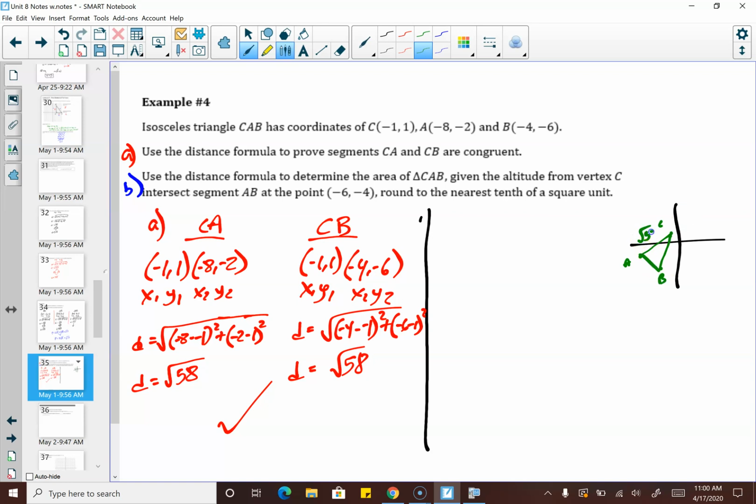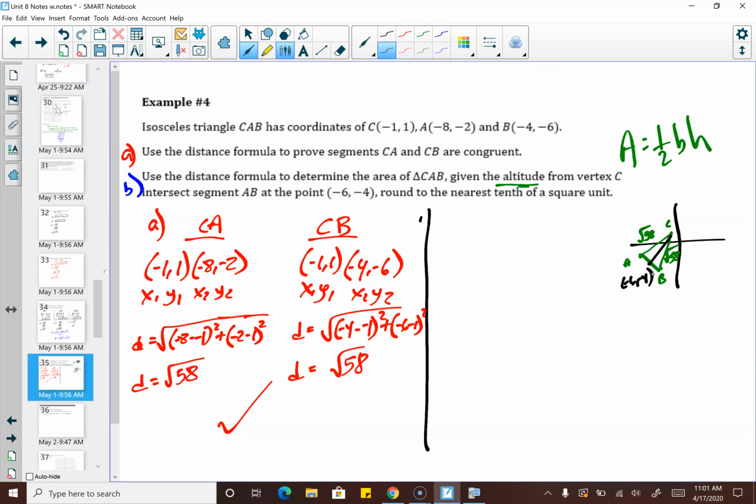And we found out that CA is square root of 58 and CB is square root of 58. All right. So there's our isosceles triangle. So we know our area of a triangle formula, so area is 1/2 base times height. They told us that the altitude from C is going to drop down and intersect at that point right there. And it tells you that that point is -6, -4.